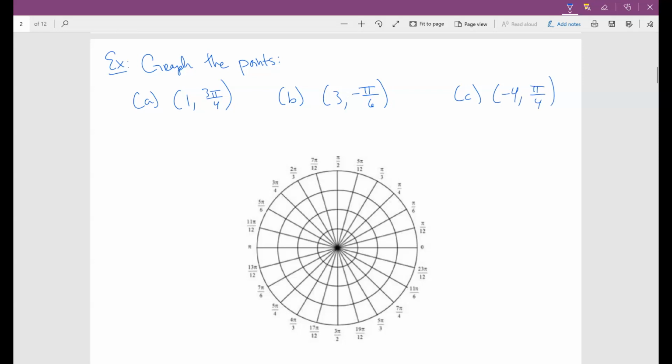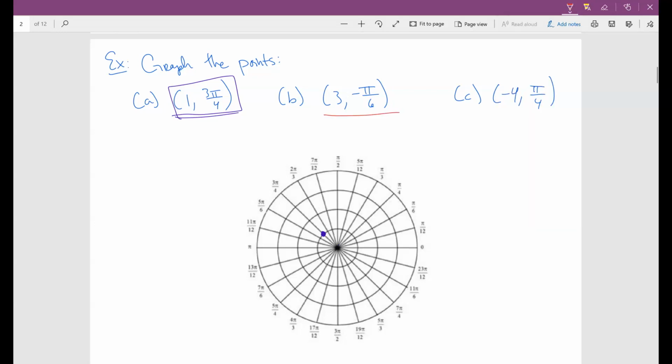Okay, so the first one, let me call it in purple, (1, 3π/4). So I'm going to go in the 3π/4 direction. So here's the 3π/4 direction in quadrant 2. And I'm going to move 1 unit over. So this point is going to denote (1, 3π/4). Okay, so that's that point.